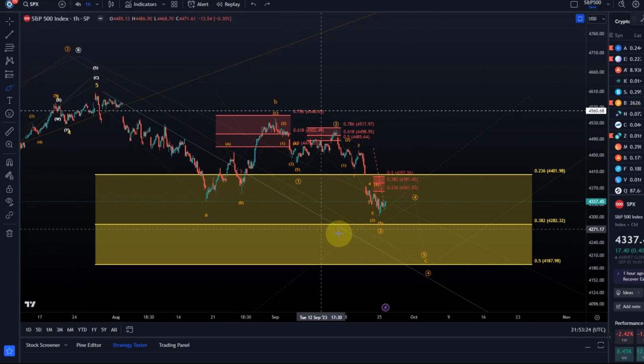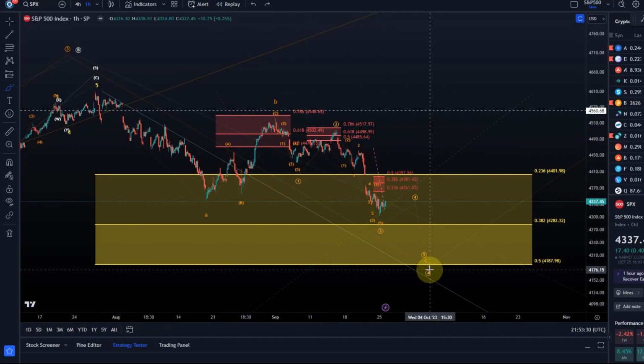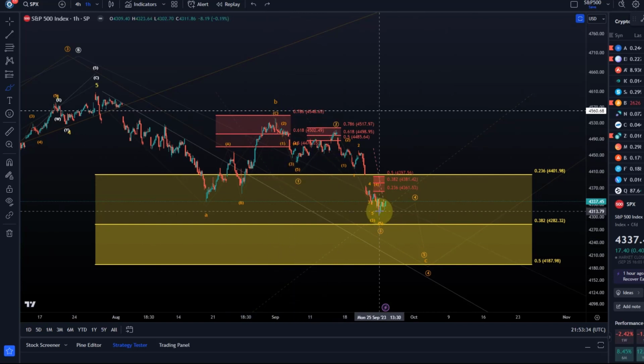For anybody who doesn't know the difference, in a WXY structure, the Y wave, which would be the last wave down here, consists of 3 waves. And we've got 3 waves down, as you can see. In an ABC structure, which I normally track primarily, we need 5 waves down in the C wave. So another wave 4 and another wave 5 are still to come.